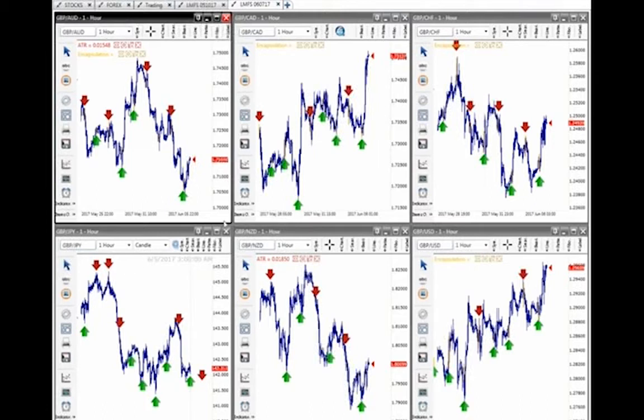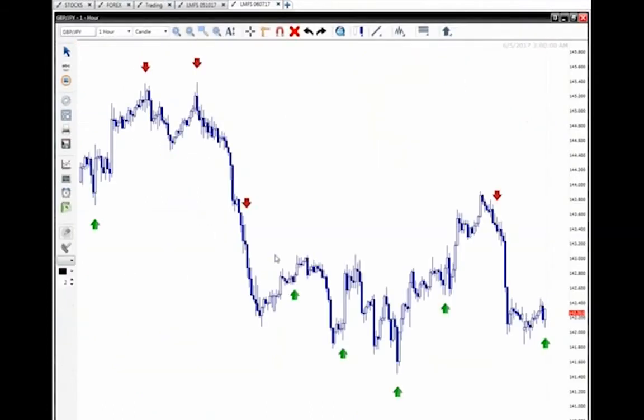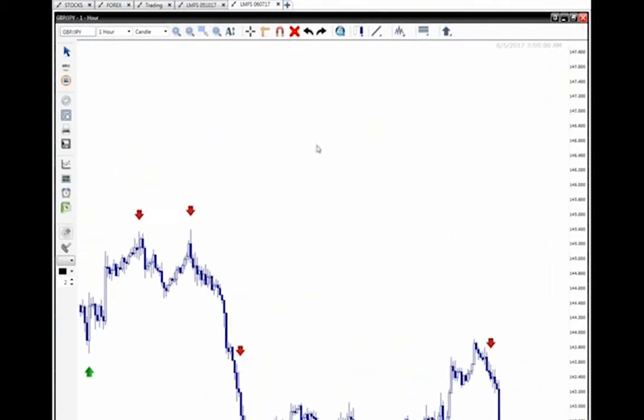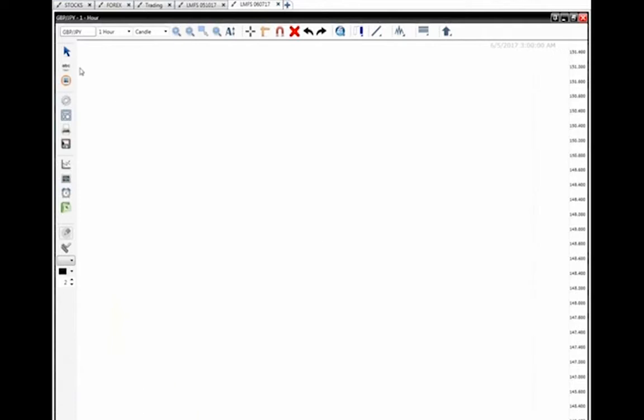So let's go ahead. I'm going to pull up the Great British Pound Japanese yen, and I'm going to explain what we're looking at here in just a second. So let's start talking about this. This is what we call the London Daybreak strategy. So let me give you a quick overview before we actually go into the charts.